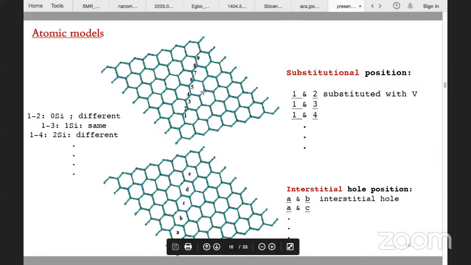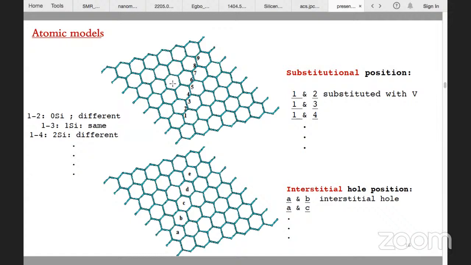So our model system is this. Let me remind you that in silicene, there are two possible defect positions. You have the substitutional position, which is just replacing any of the silicon atoms with any impurity atom you want, and then you have this defect center that could be the center of the hexagon.